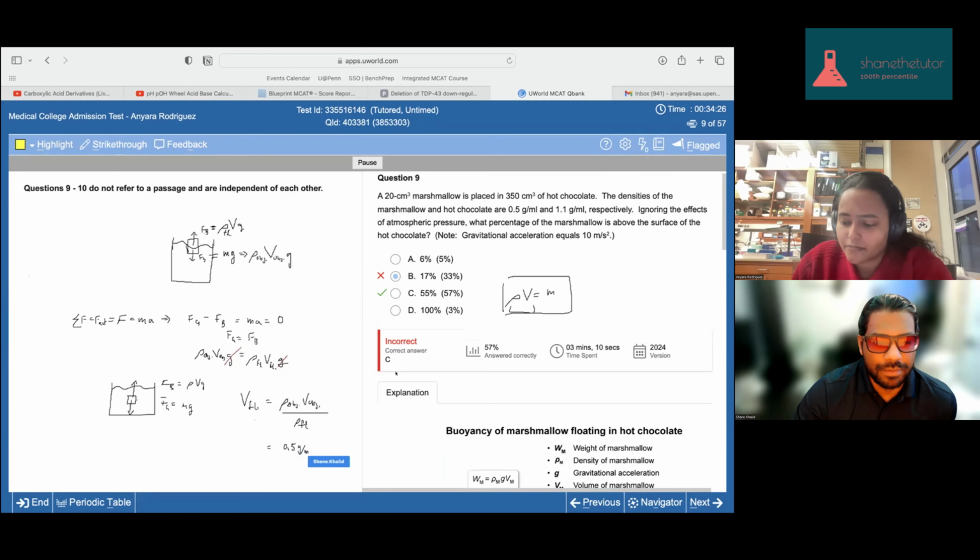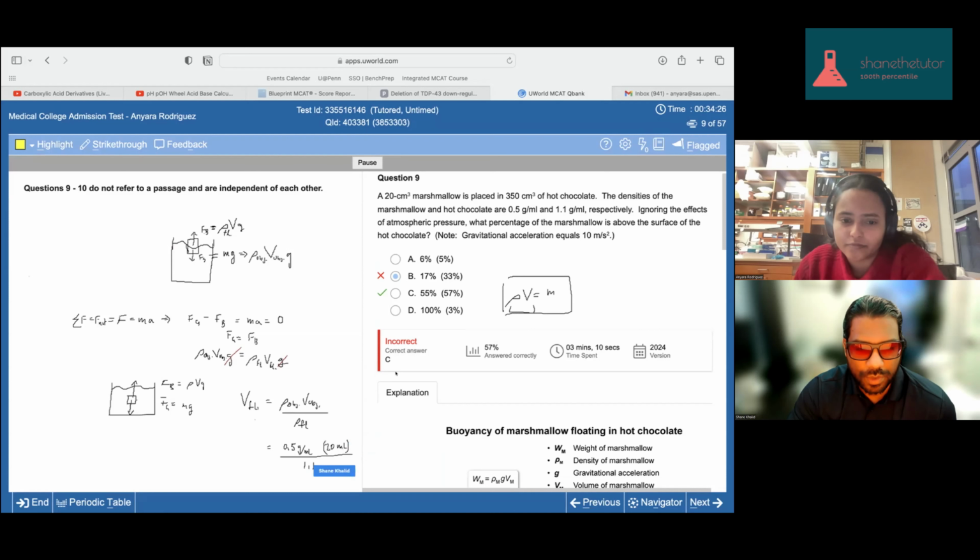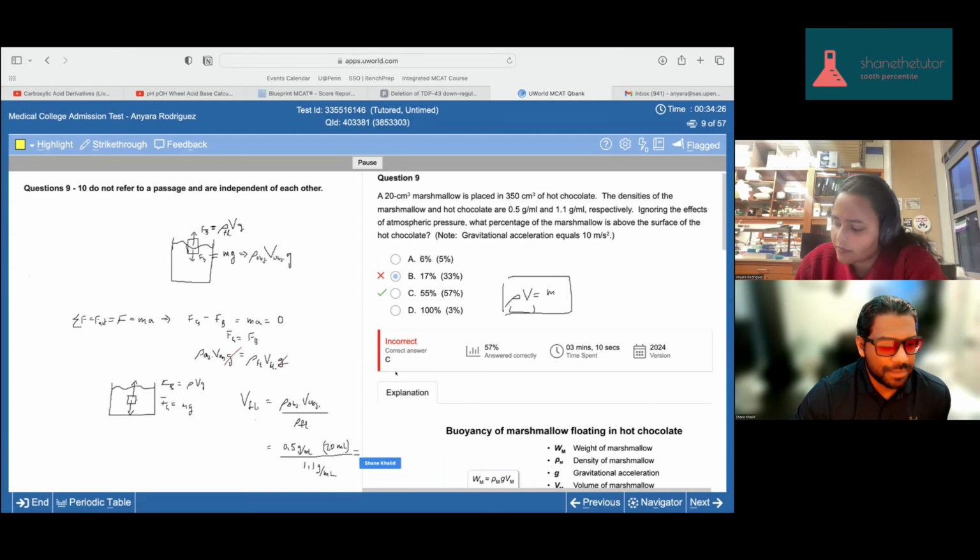Grams per milliliter, and the volume of the marshmallow is 20 cubic centimeters, which is equal to a milliliter. So I'm just going to write 20 milliliters divided by the density of the fluid, which is 1.1 gram per milliliter. So up top, this becomes 10 grams. On the bottom, it becomes 1.1 grams per ml.